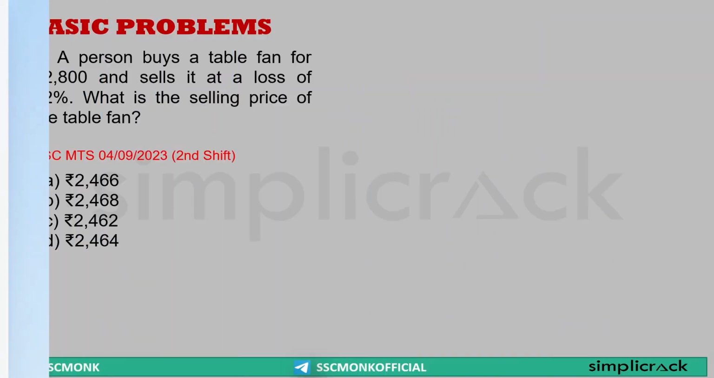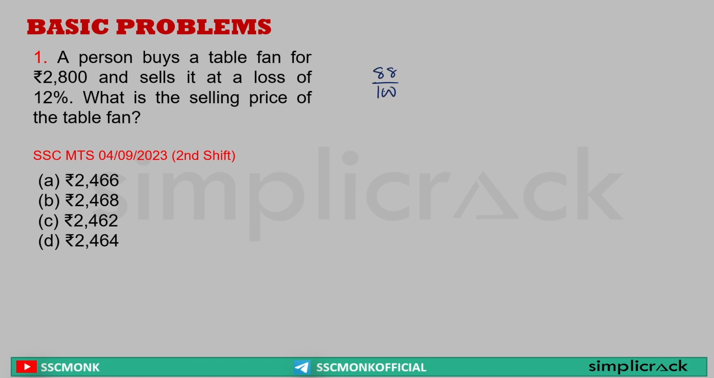Now let's start. First question, basic. A person buys a table fan for 2800 and sells it at a loss of 12%. What is the selling price of the table fan? Loss means 100 minus 12, that is 88 by 100. This is 100 by 4 is equal to 25, 88 by 4 is equal to 22. That means this is my cost price, this is my selling price.